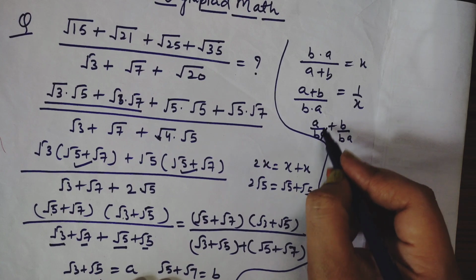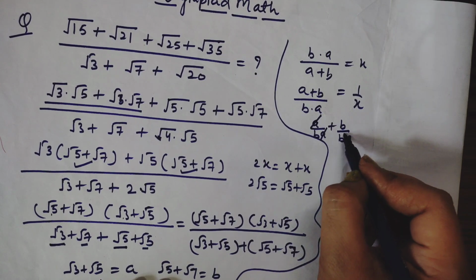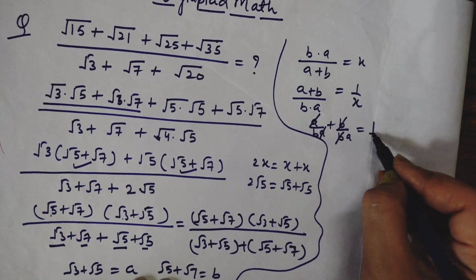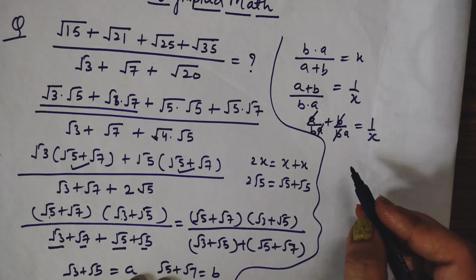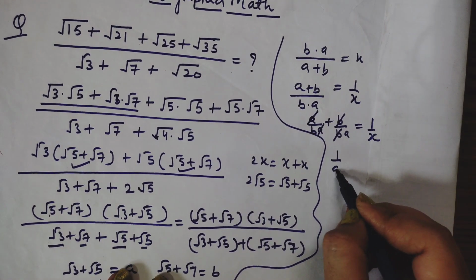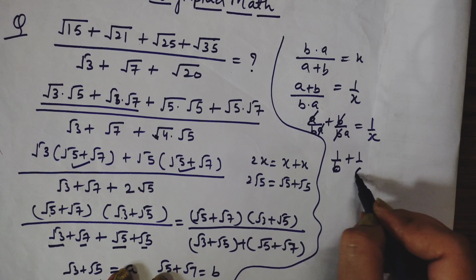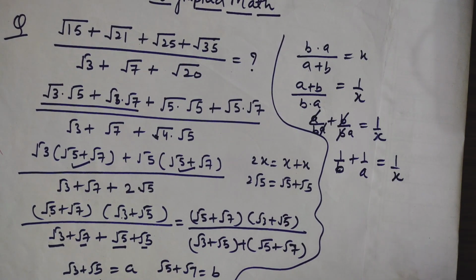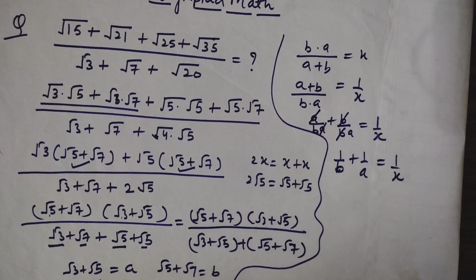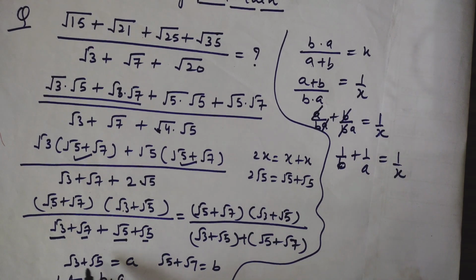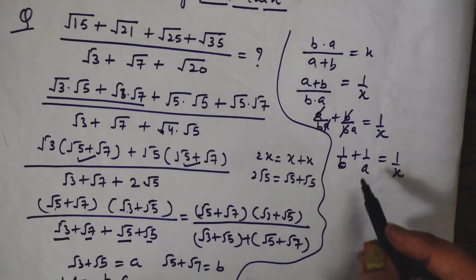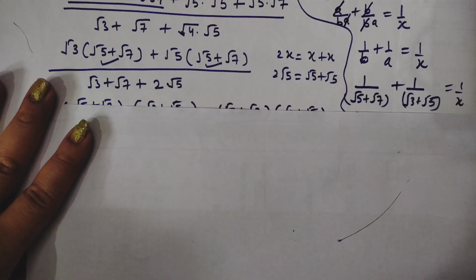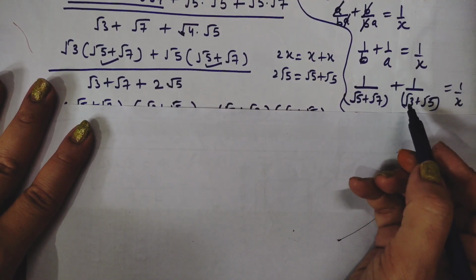Okay, so this term cancels out, and here b also cancels out, and the right-hand side is 1 upon x as it is. Now you can see 1 upon b is here, and 1 upon a, and the right-hand side equals 1 upon x. After that, everybody knows we will assume a is root 3 plus root 5 and b is root 5 plus root 7. So can we put here one by one b? Okay, we will put the values of b and a in here.